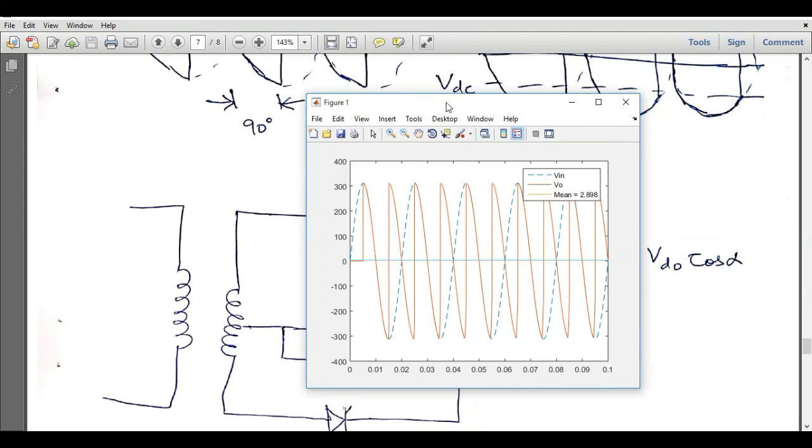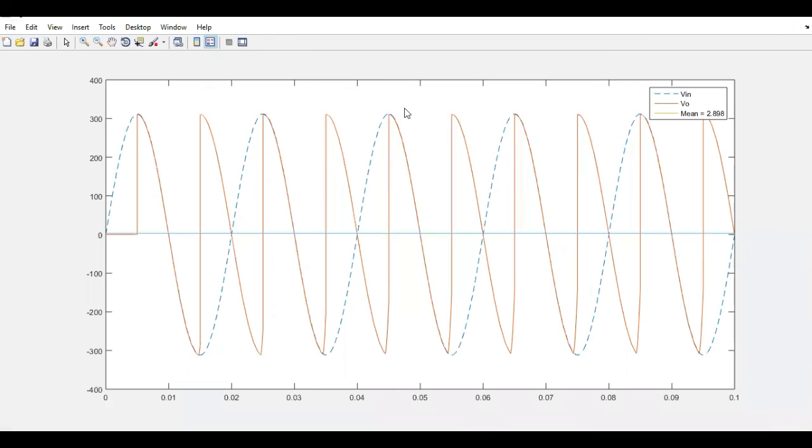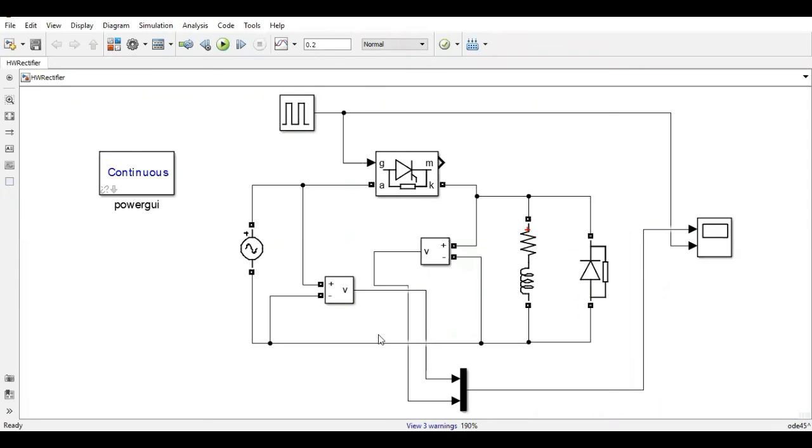So that is all for today's lecture. I hope you all have understood the implementation of half wave or full wave rectifier in Simulink. In a similar way, we can also design a half wave rectifier circuit, and I can run this file.